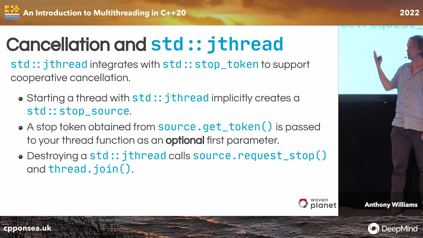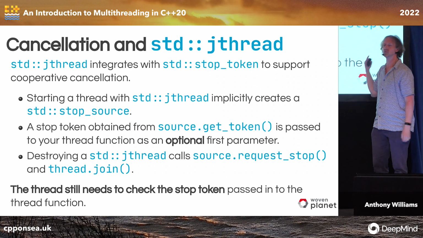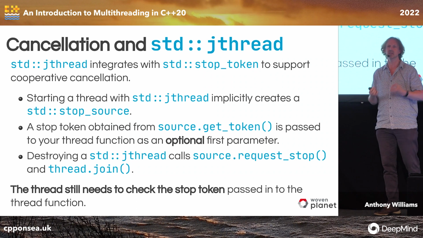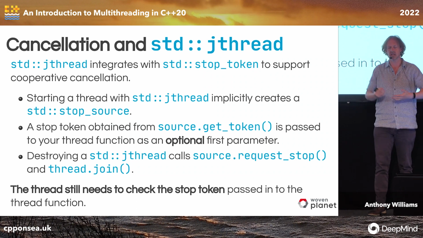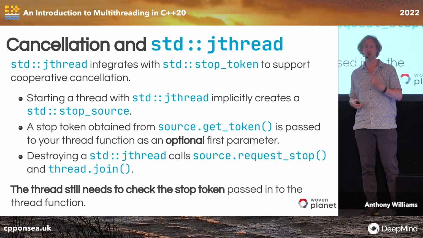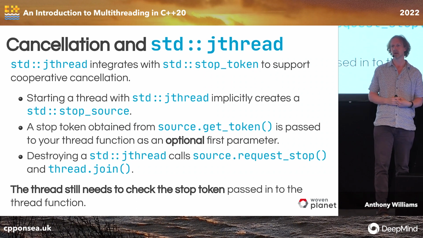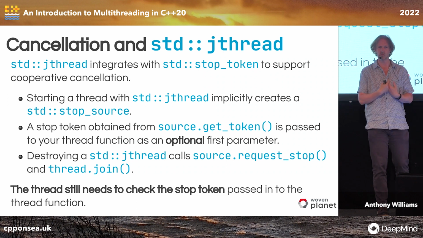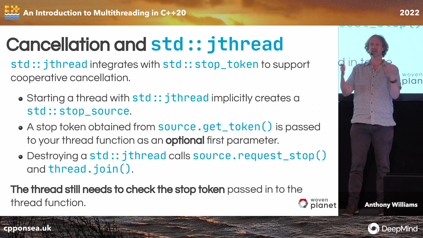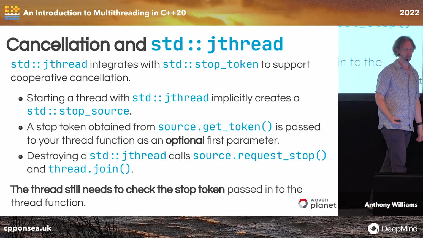Destroying the jthread calls request_stop and joins. But of course, you still need to check the token. This is manual cooperative cancellation. Checking the token is something that you have to do if you want to be interrupted. And again, stop_callback means that you can use another interruption mechanism, if you're using a library that makes a blocking call but with a separate interruption mechanism. You can use stop_callback to make that work.